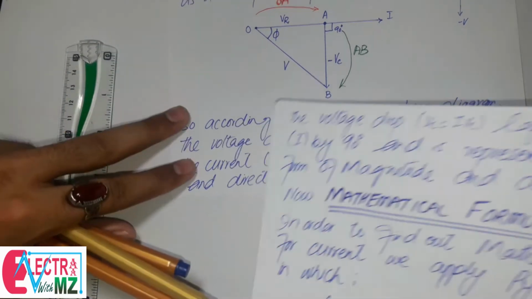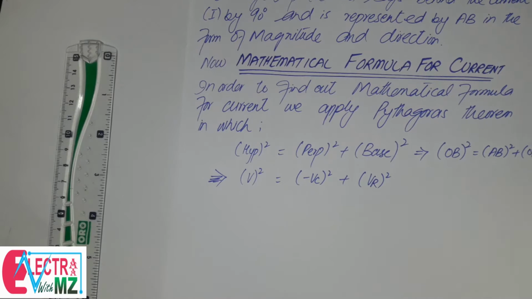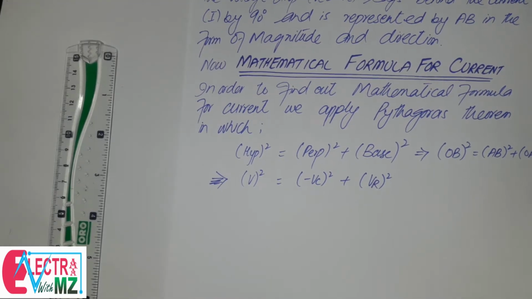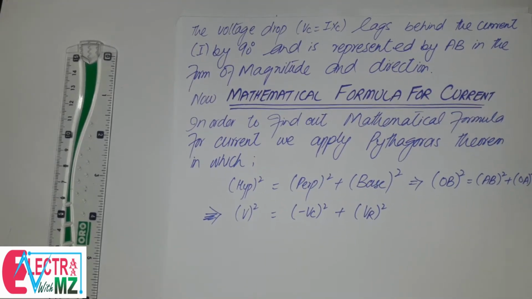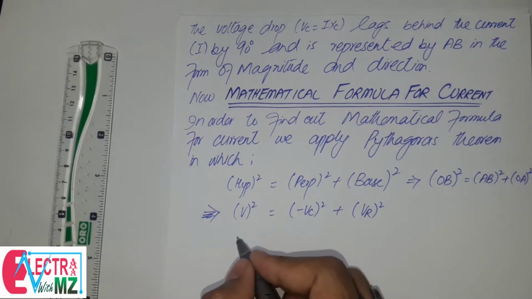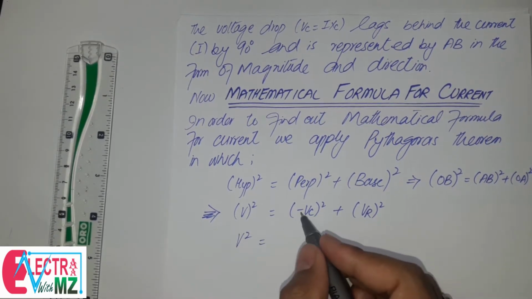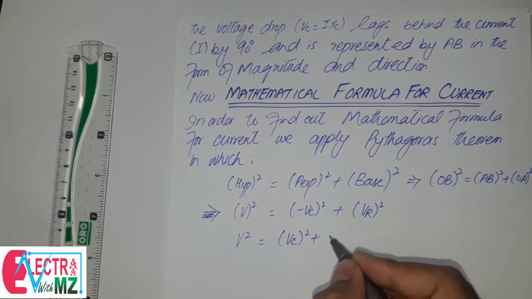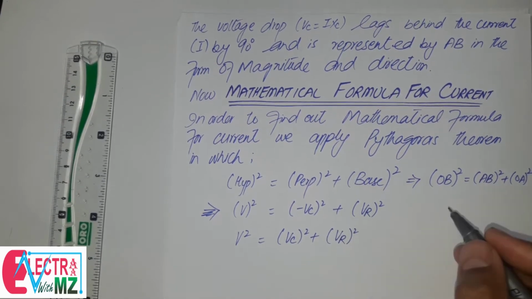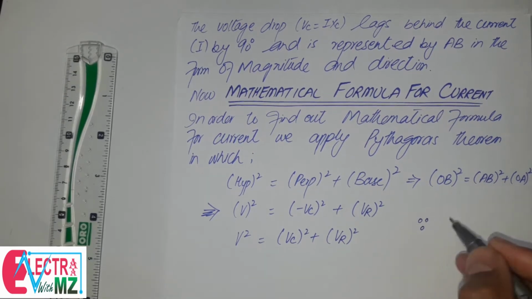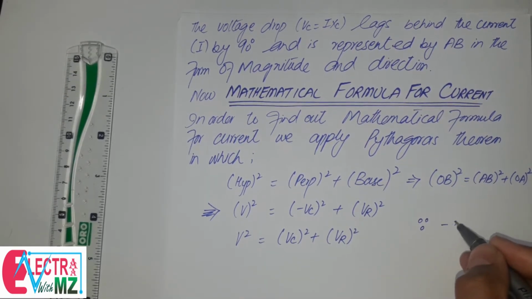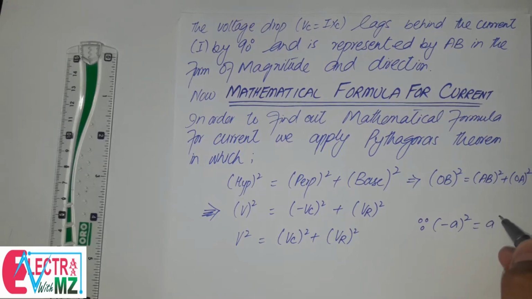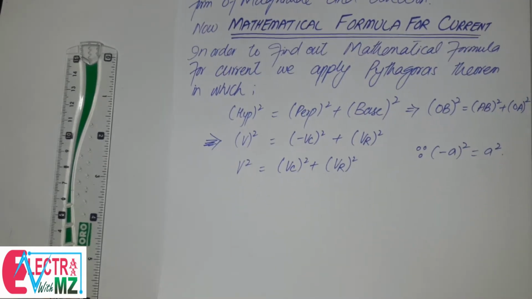After that, here BC whole square, and we know that V square is equal to VC whole square plus VR whole square, because minus A whole square is equal to A square. Okay.